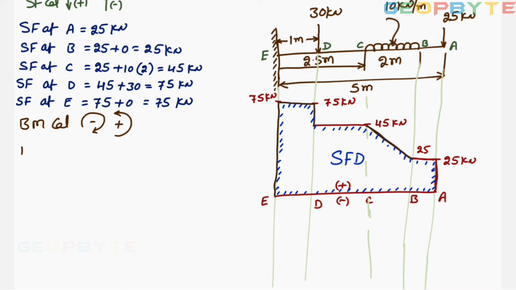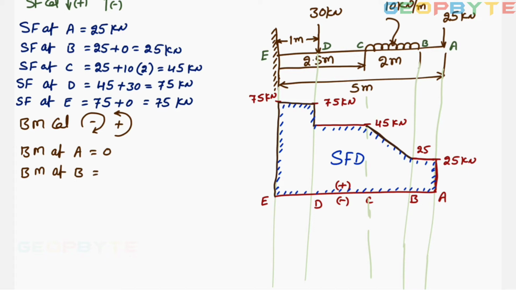Now let us find the BM calculations. BM at A. What is the BM at A, my dear students? For any cantilever beam, bending moment at the free end is equal to 0. Next, BM at B.